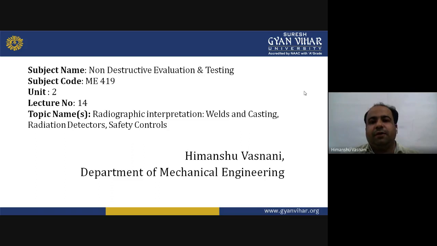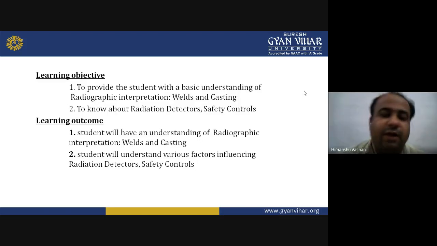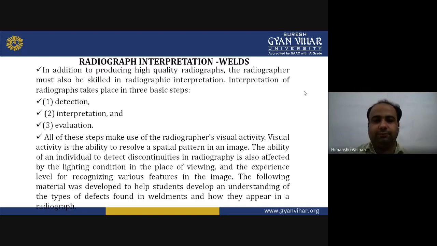Today's topic is radiographic interpretation. In this, weldings and casting defects will be discussed, radiation detectors and safety control will be discussed. So our learning objective for today is to provide the students with a basic understanding of radiographic interpretation for welds and castings, to know about radiation detectors and safety controls. Our outcome will be students will have an understanding of radiographic interpretation for welds and casting, and students will understand various factors influencing radiation detectors and safety control. So outcomes are really important.